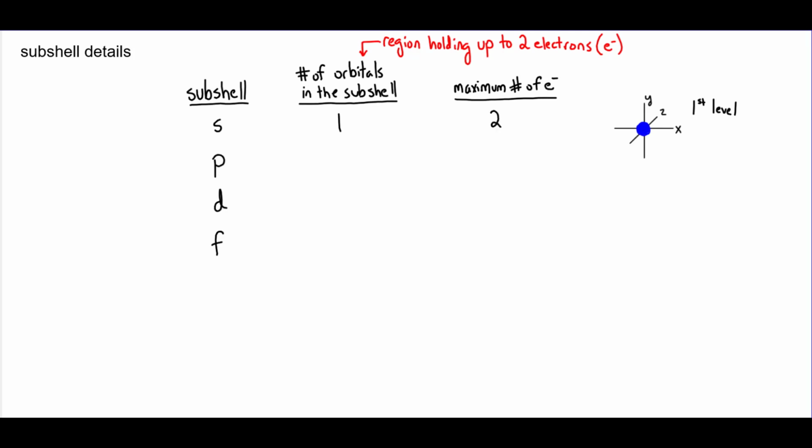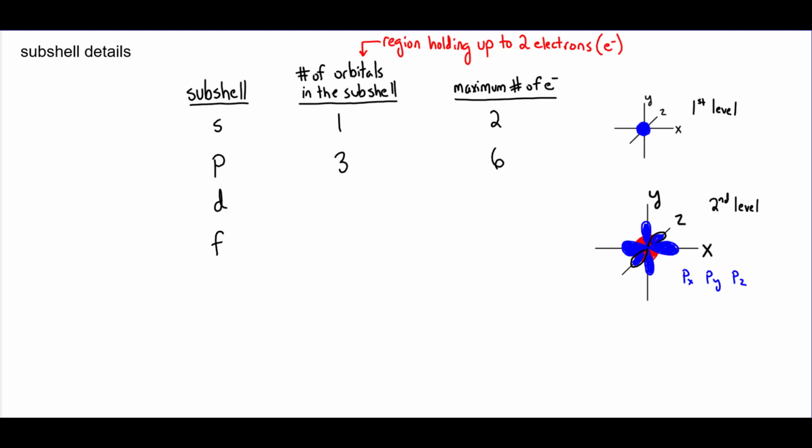Now moving on to the P orbital, remember that's the one that's kind of shaped like a dumbbell or a figure 8. The P sublevel has those 3 orbitals. Remember I called them the PX, PY, and PZ? So if each one of these orbitals can hold 2 electrons, that means the P sublevel will hold 6 electrons total.